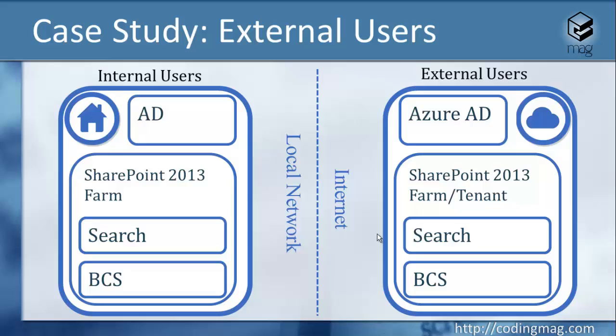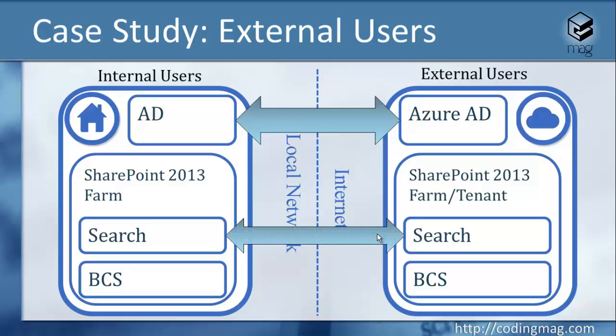And the good part is you can synchronize your Active Directories. Also, you can make your on-premises content available for the search on the internet, and you can also make the vice versa. And also you can make your business connectivity services connections in the on-premises environment, and you can do the vice versa. So this is a good example for a hybrid solution.